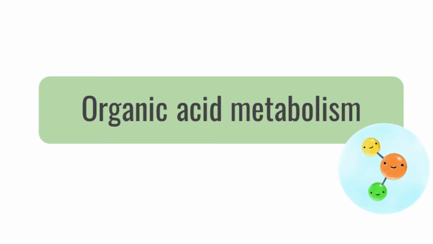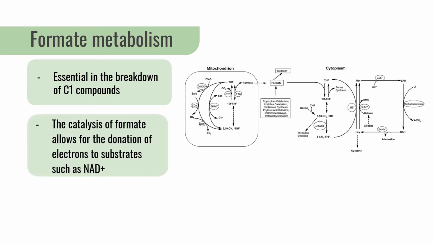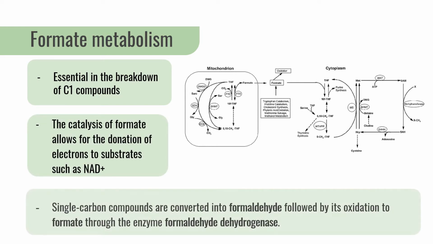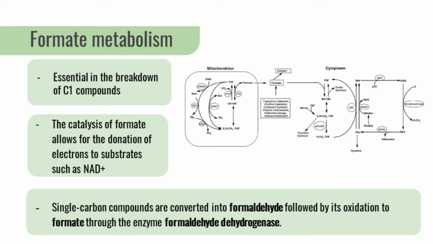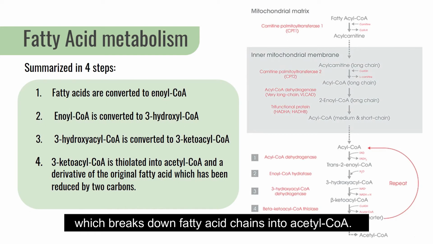Organic acid metabolism is divided into two: formate metabolism and fatty acid metabolism. Formate metabolism is important in the breakdown of C1 compounds like methanol. The catalysis of formate allows for the donation of electrons to substrates such as NAD+. Single carbon compounds are converted into formaldehyde, followed by its oxidation to formate through the enzyme formaldehyde dehydrogenase. Fatty acid metabolism uses the beta oxidation pathway, which breaks down the fatty acid chains into acetyl-CoA.